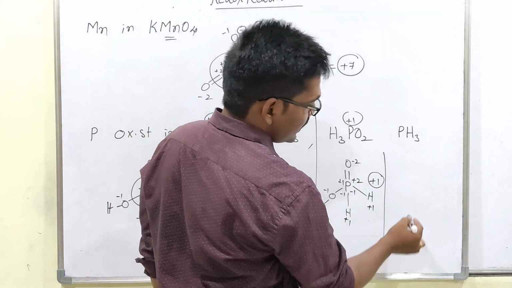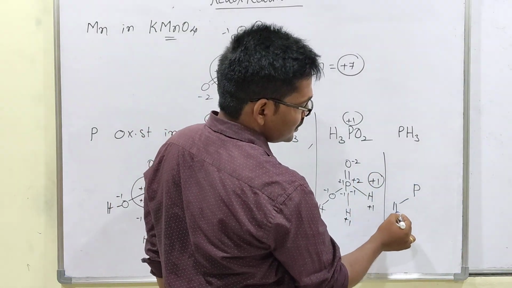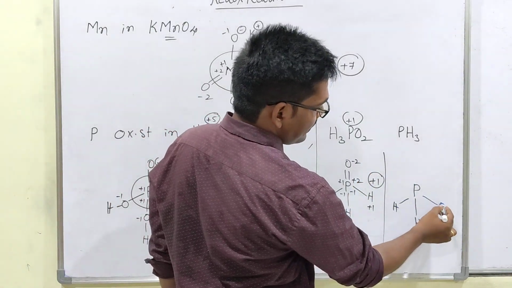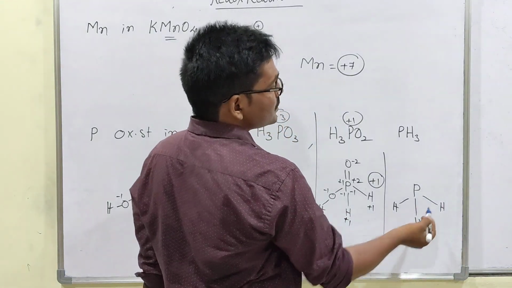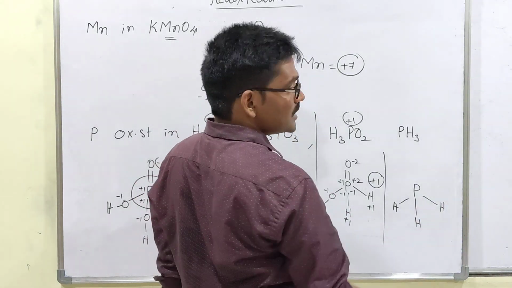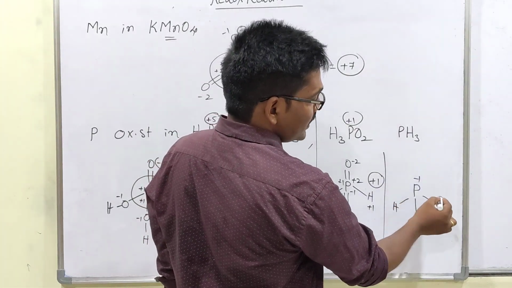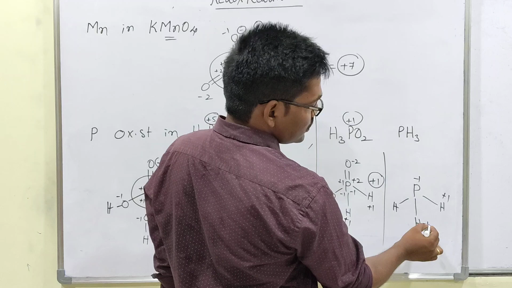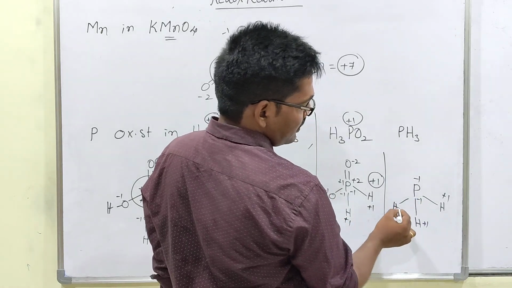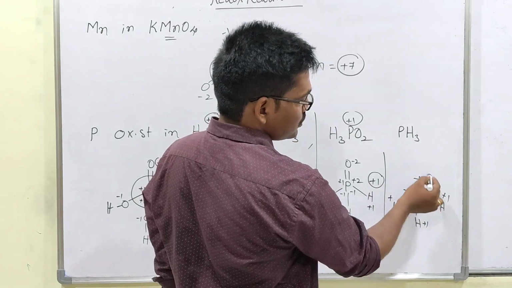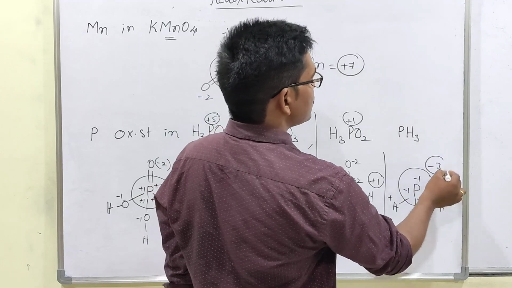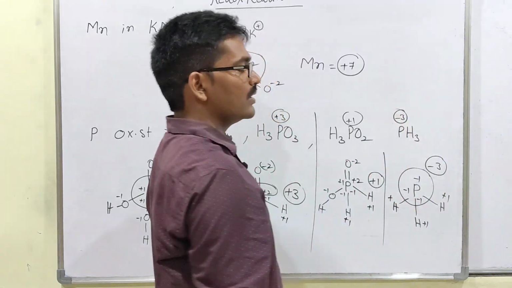Look at phosphorus attached with 3 hydrogen atoms like this. Now in between the phosphorus and hydrogen, hydrogen is electropositive and phosphorus is electronegative. So -1 +1, then +1 -1, then +1 -1. Totally -3 is the oxidation state of this.